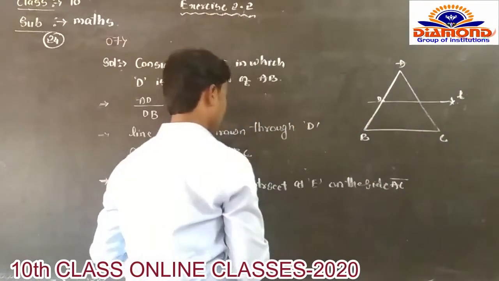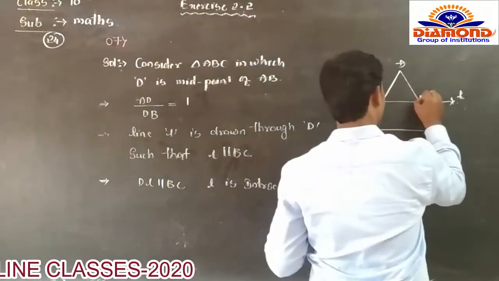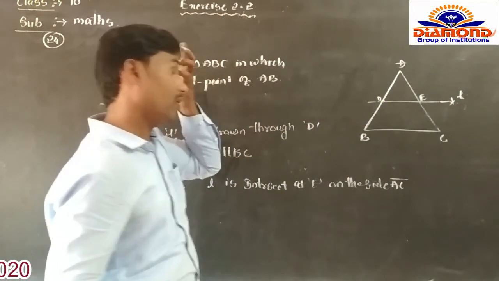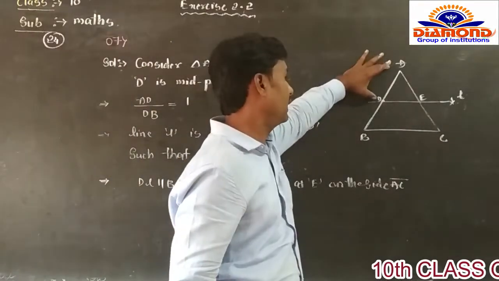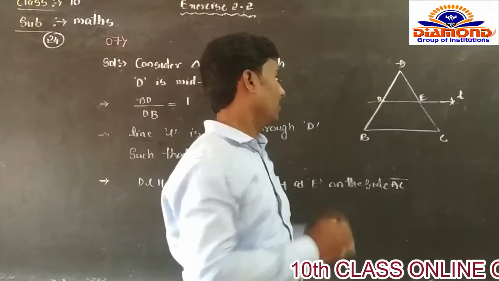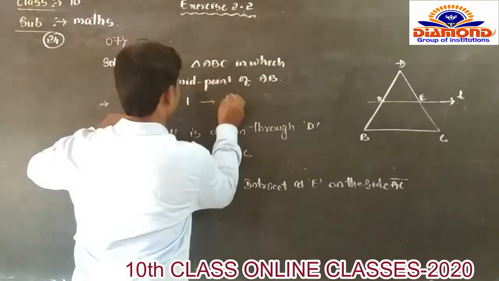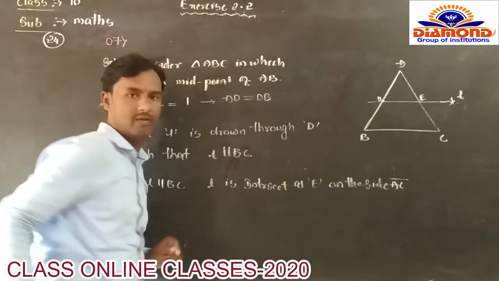AC के ऊपर E point के ऊपर intersect हो चुका है. One more time, आपको मैं बताऊंगा. D is the midpoint of the AB, means we can say AD by DB is equal to 1. बोले तो दोनों को 1 एक ऐसा आएगा, बोले तो we can write here AD equal to what? DB. दोनों भी एक को एक equal हो जाएगा.